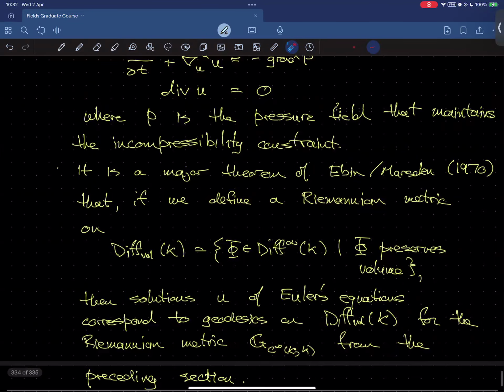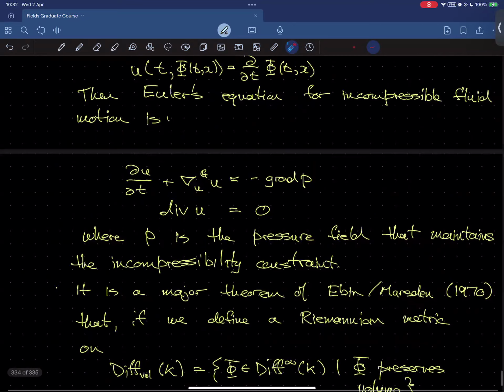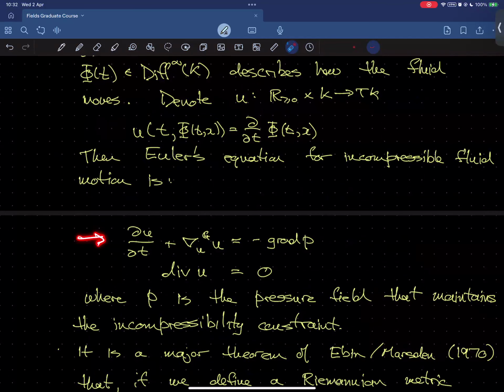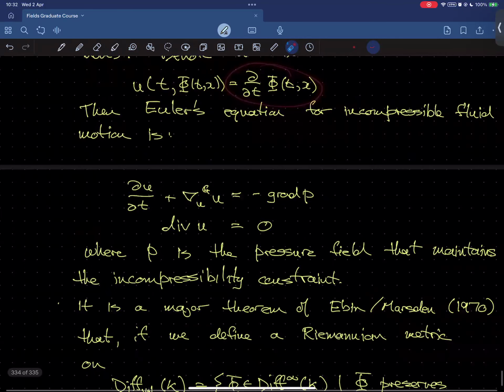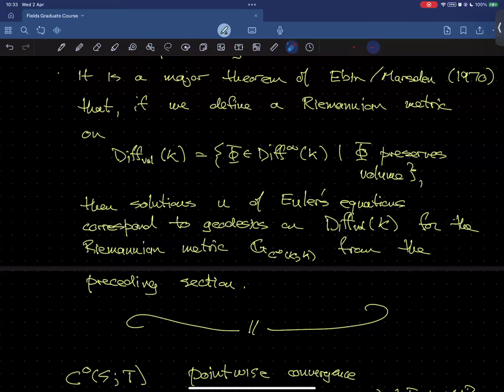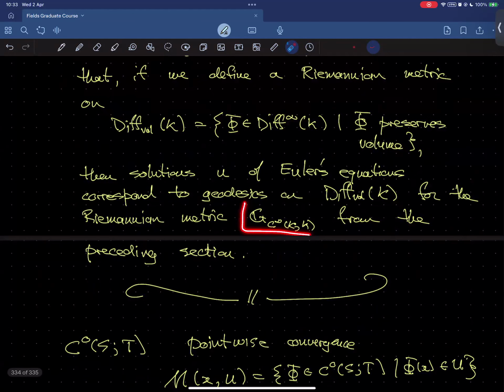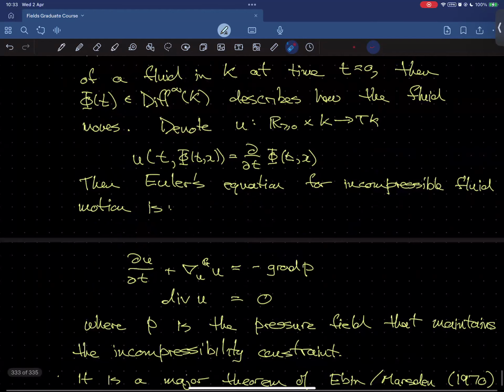What it says is that we have this correspondence between diffeomorphisms and these velocity fields. So the velocity fields satisfy an equation like this. The diffeomorphisms are governed by some geodesic equations. And here's what the geodesic equations are. So the Riemannian metric that I'm going to use on the space of smooth mappings from K to itself is exactly the one that I defined above, when I talked about shape analysis.